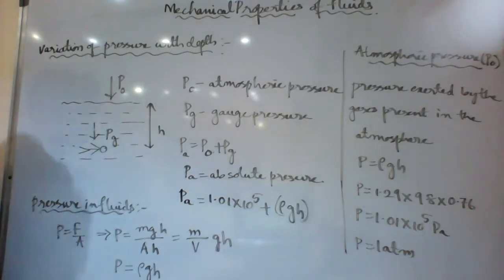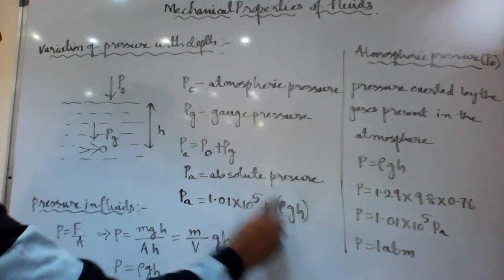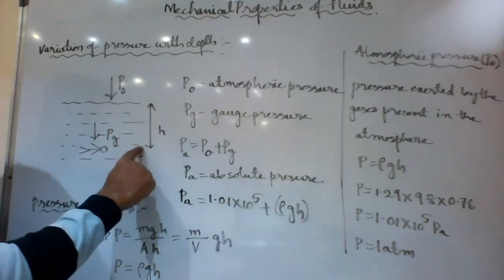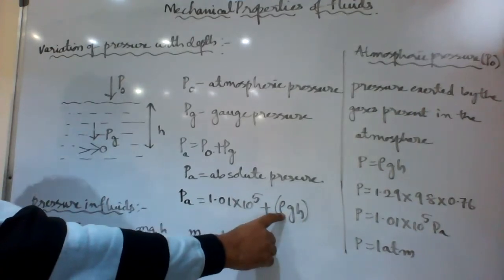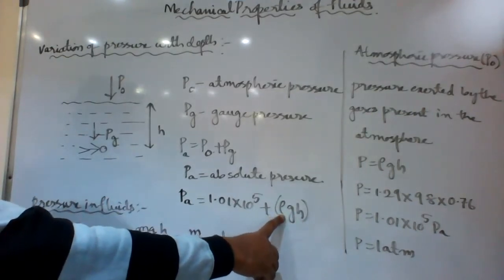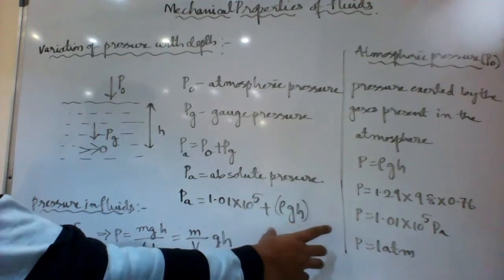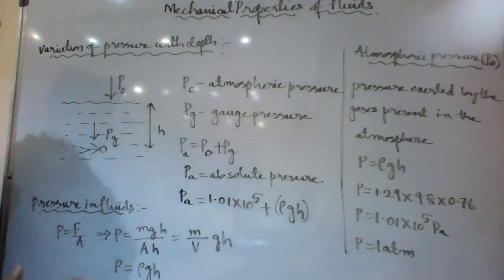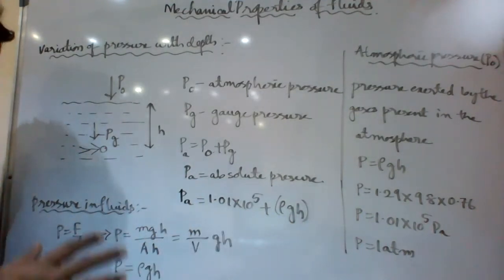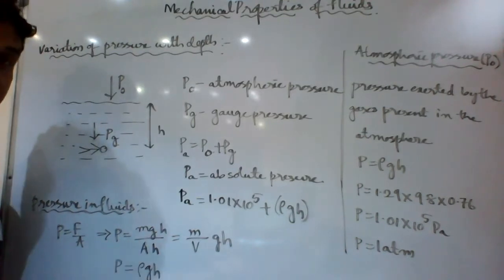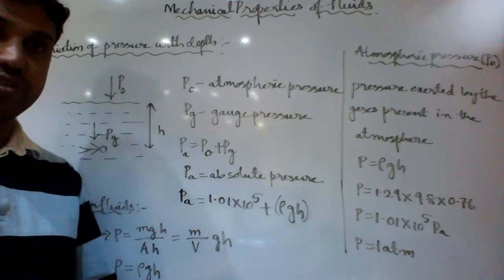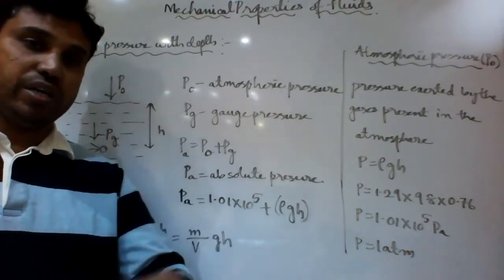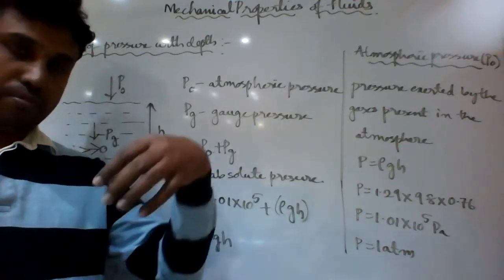Suppose the person is at a depth of maybe 2 meters from the surface, just substitute that value. The density of water is 1000 kg per meter cube, and substitute the value of gravity. If you substitute, we'll get the total pressure exerted on the person due to the water as well as due to the air.